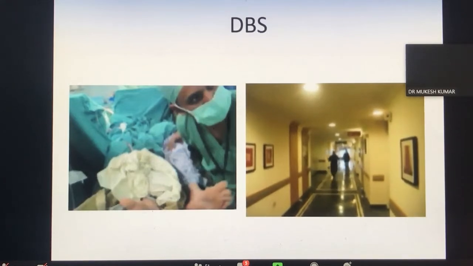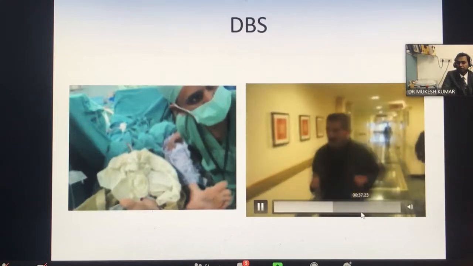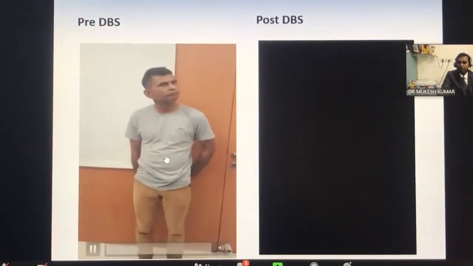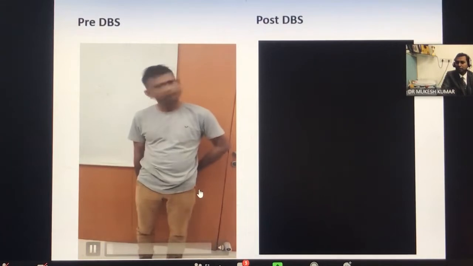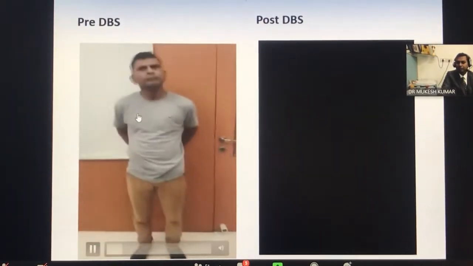This patient is running after the DBS, which is usually not possible for this type of movement. There is another case. This is a young patient with young onset Parkinson. You are seeing the dyskinesia, the head movement.